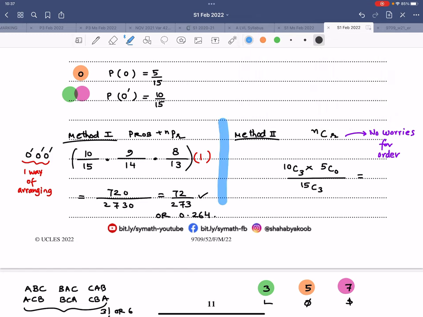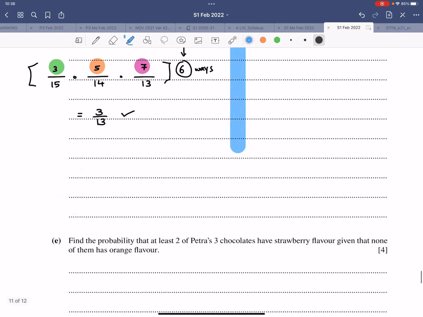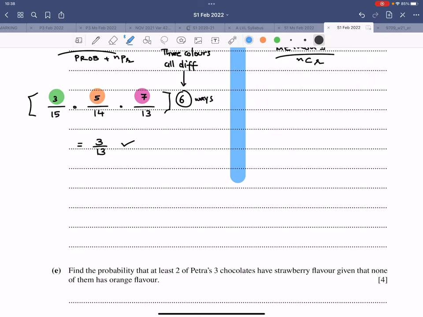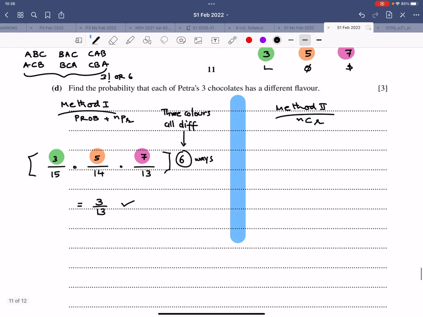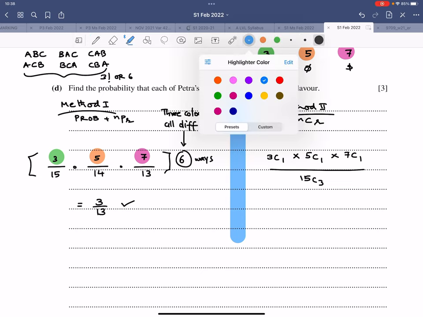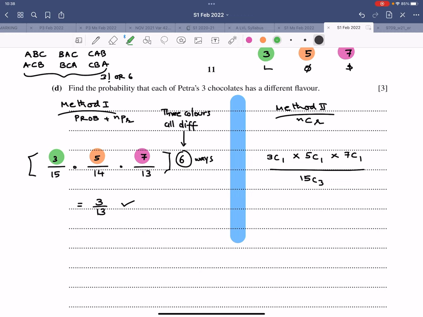So now in method number 2, what is happening? In method number 2, the denominator is 15C3 and you have 3C1. You're choosing 3 chocolates, correct? This is 5C1, this is 7C1. So one for each. This is for the green and this is for the orange. And this is for the strawberry. That's how this thing is done. And of course, you get the same answer.